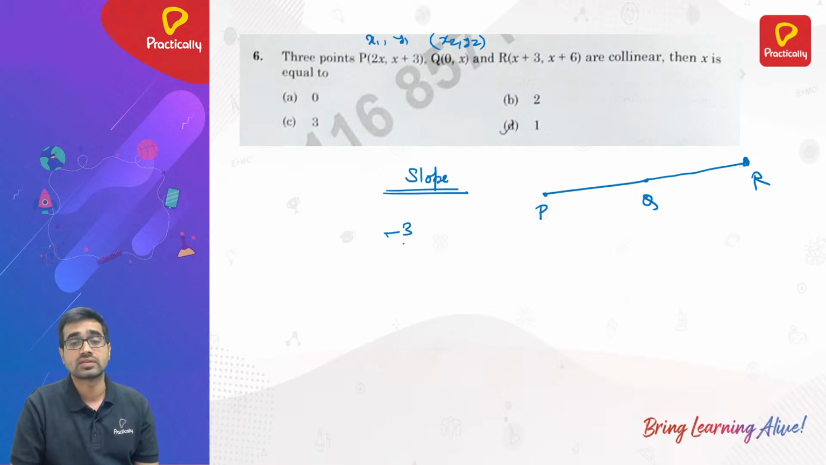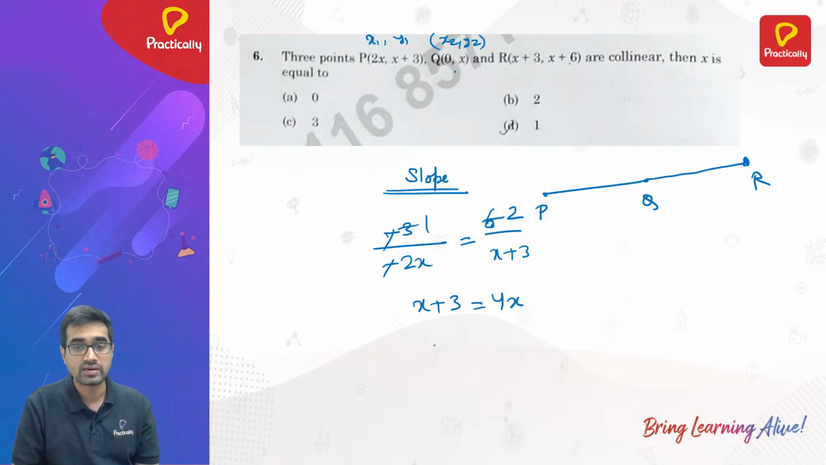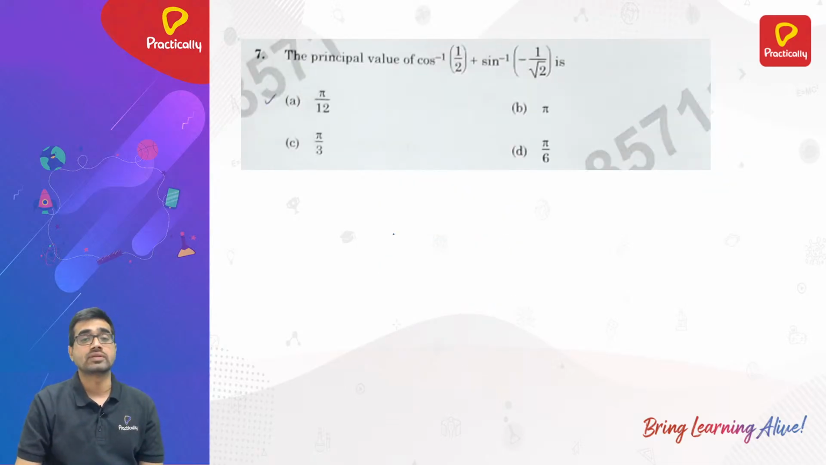So it will be minus 3 divided by 0 minus 2x. It will be the same as, I can do this minus this now, so x plus 6 minus, so it will be only 6 plus 3, so x plus 3. This minus you cancel, the 3 ones, the 3 twos, and you cross multiply: x plus 3 is equal to 4x. So now what you get? 3x is equal to 3, so x is equal to 1. Again, this guy was very good. He got this one right also, option D. Okay, let's take up the next one.